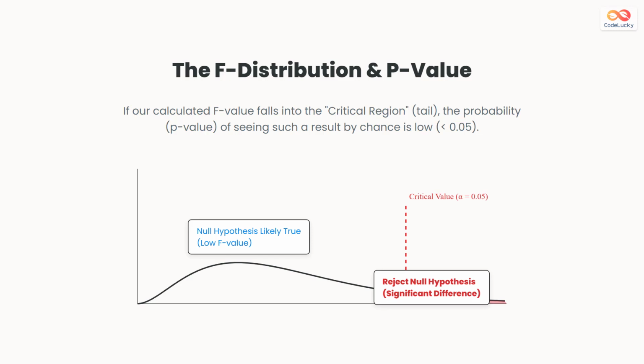Once we calculate our F ratio, we place it on the F distribution curve. This curve shows us the probability of getting that F ratio just by luck. If our F value lands in the tail end, in the red critical zone, it means such a result is very unlikely to happen by chance. This corresponds to a p-value of less than 0.05. In that case, we reject the null hypothesis and conclude that our groups are indeed different.